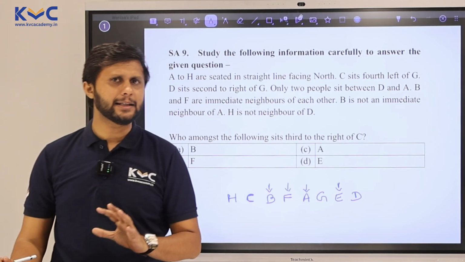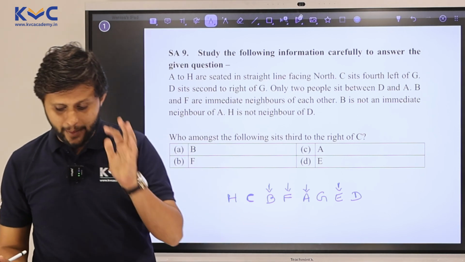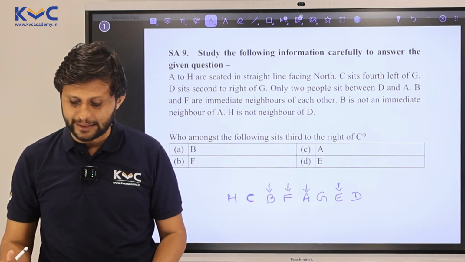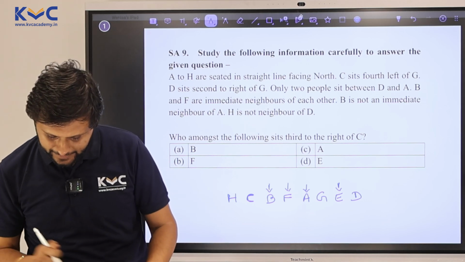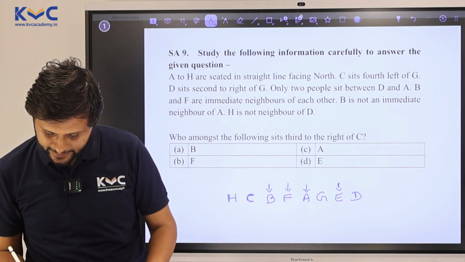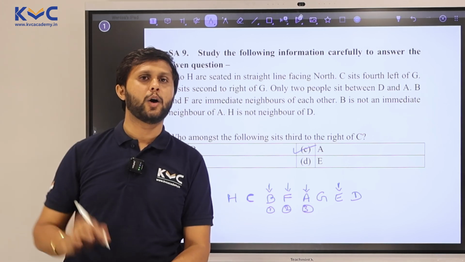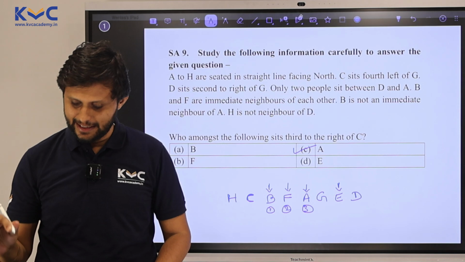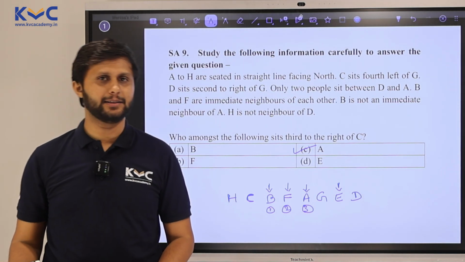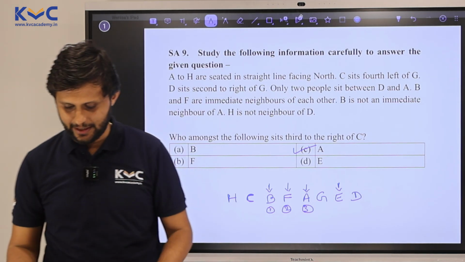Ninth one, we have already written the order. Same seating arrangement. Who amongst the following sits third to the right of C? Third to the right of C. 1, 2, 3. Third to the right of C. Option C. A is the right answer. Option C. Answer is A.